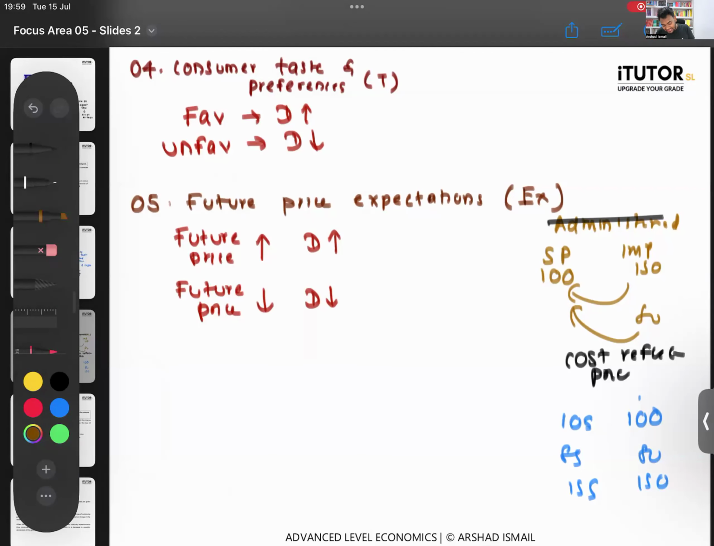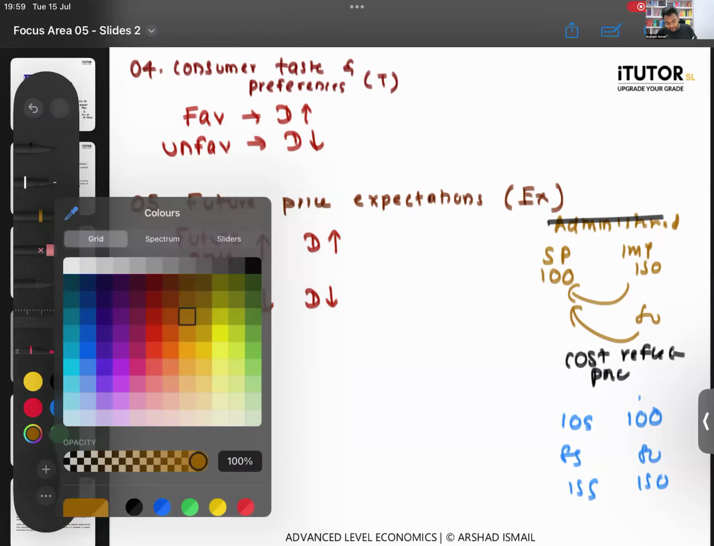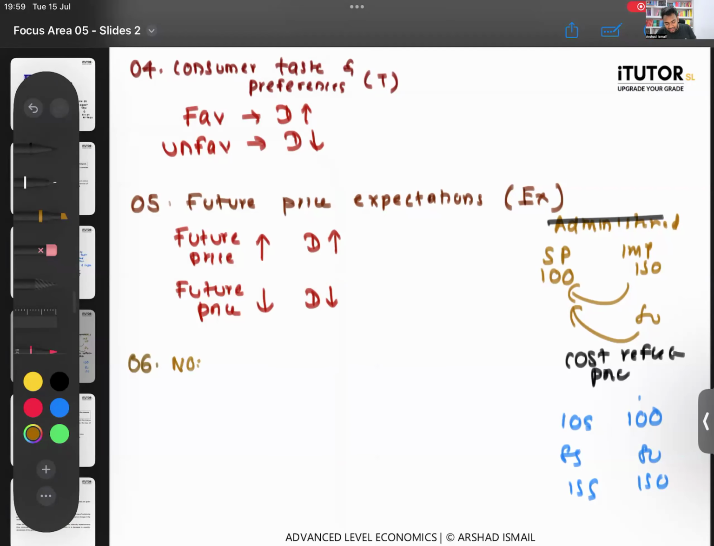Number 6. What do we have after this? Number of buyers and the composition. An easy thing for me to relate to my classes: when you say number of buyers, for me it is the number of students who are doing econ classes. So if the number of buyers increases, that is easy, no? What will happen to my demand? If more and more people are doing econ as a subject, demand will increase.